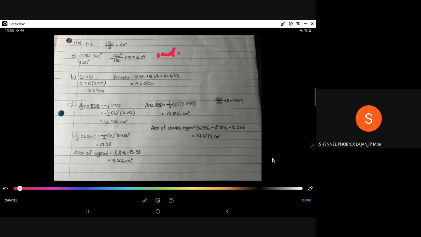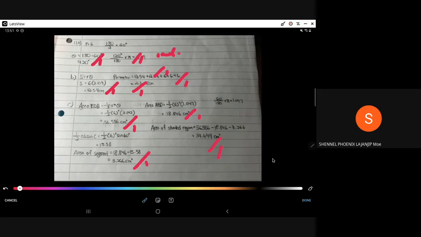Okay, so to find the area of shaded region, first find the area of semicircle. Formula 1/2 r square theta. Substitute the value theta is 3.142. Terus dapat 56.556 cm square. Next, find the area of sector ABD. Substitute the values as well, then we'll get 18.846 cm square.